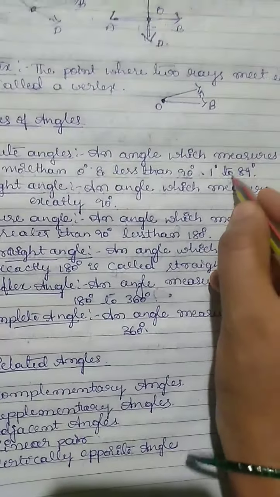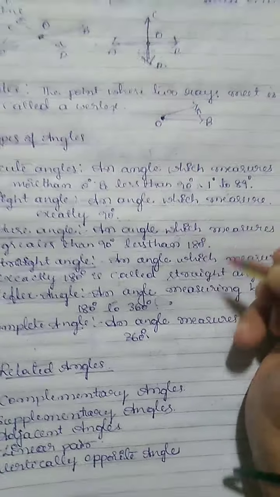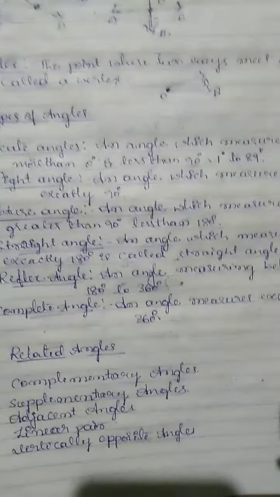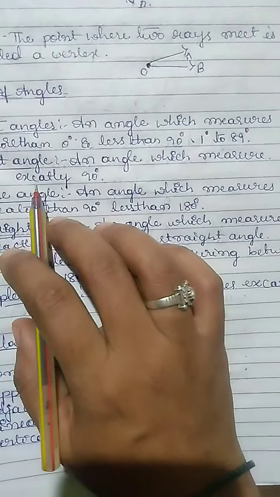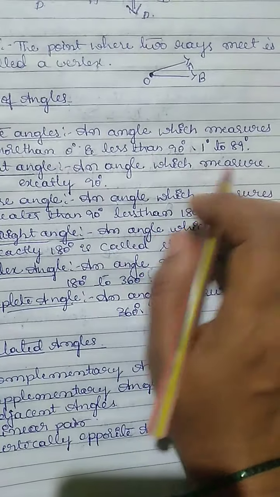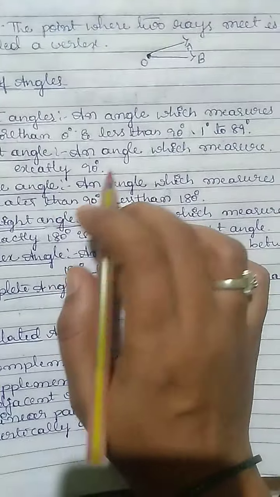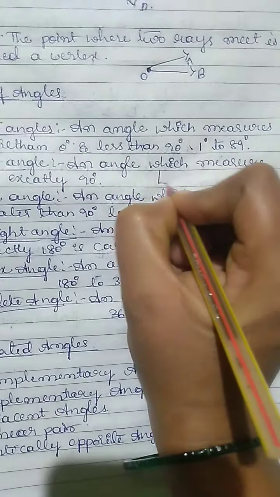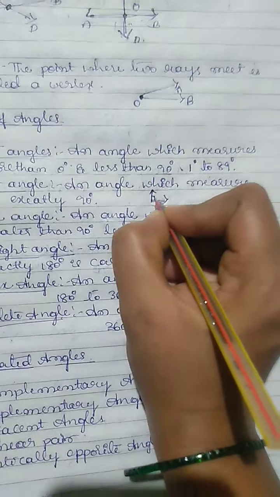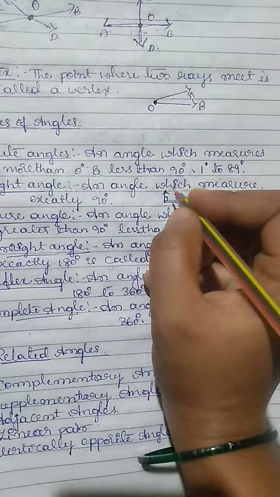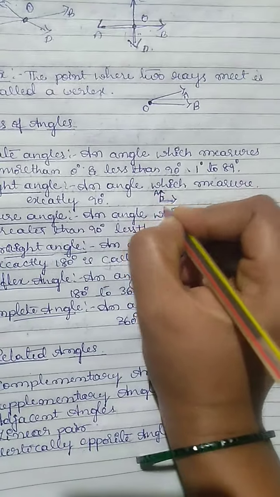All these angles are acute angles. It may be 1 degree, 2 degrees, 3 degrees, 80 degrees, 70 degrees, 60 degrees, etc. Next, right angle. An angle which measures exactly 90 degrees is called a right angle. See here, exactly 90 degrees. Children, tell me, which is the device we use to measure an angle?